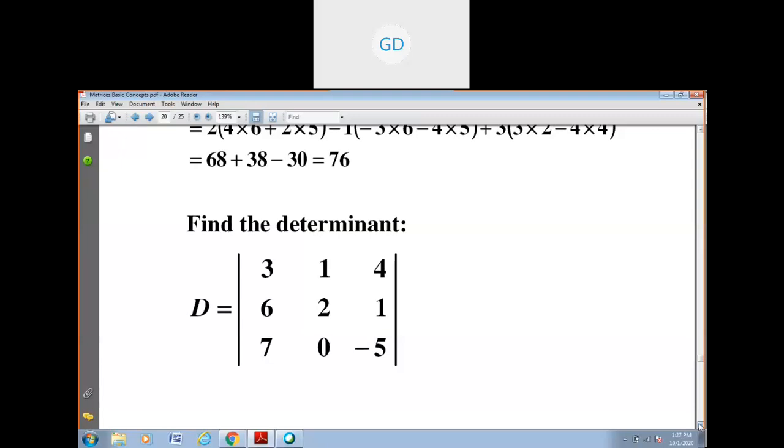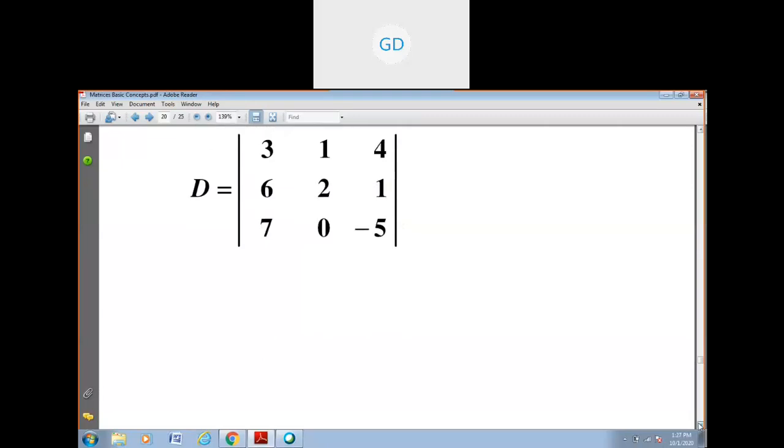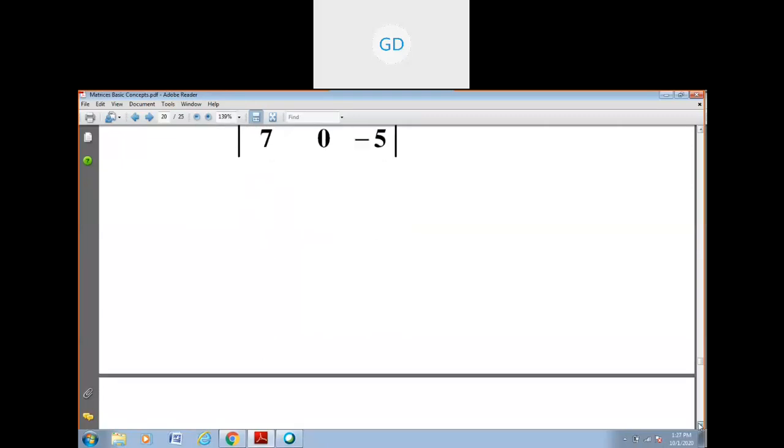So an example is given here. Find the determinant of this. So you can compute yourself, to follow the rule of how to expand it.